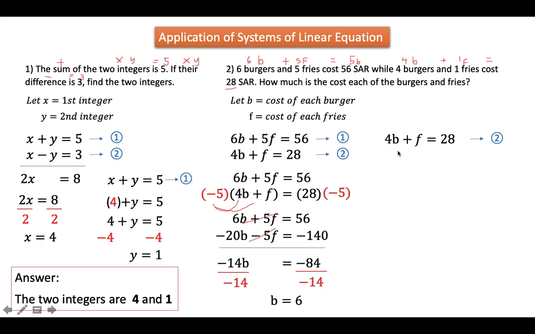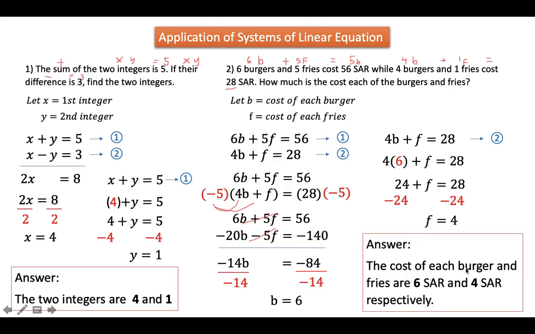Now, to find f, we can use any of these two equations, but I prefer to use equation 2. Then replace b with 6. Then 4 times 6 is 24. Then subtract 24 from both sides so that f is left. And 28 minus 24 is 4. Therefore, b represents the cost of the burger and f represents the cost of the fries. So our answer is the cost of each burger and fries is 6 reals and 4 reals respectively.